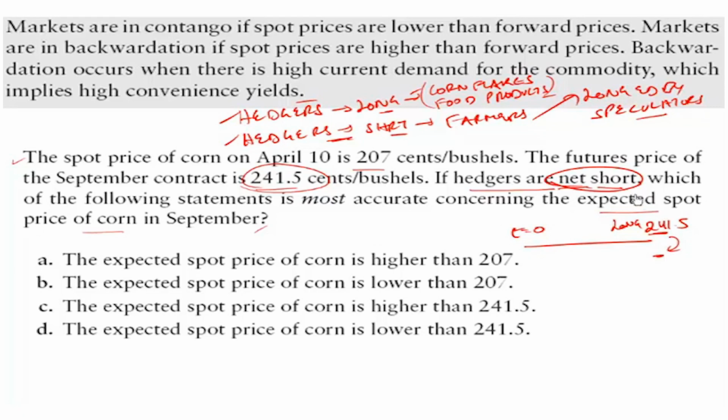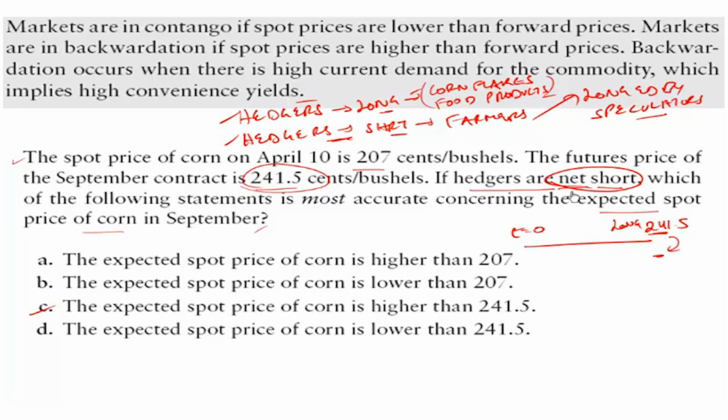So the speculator would have come into the contract only if the expected spot price at this time would be slightly higher than 241.5, because the hedger will take that small loss. The hedger will say, fine, I will sell it at 241.5, even if the actual price may be slightly higher, but at least I have locked in my sale. And what if the price was lower? Then I would not have been able to sell anything to anyone.